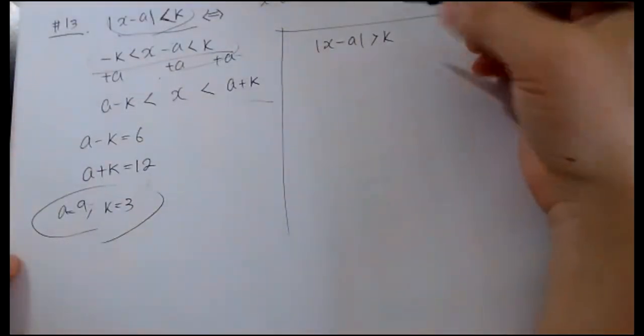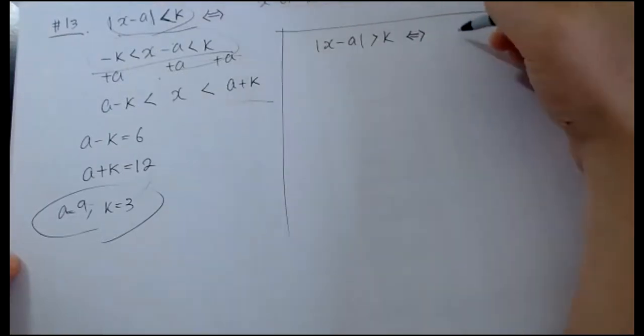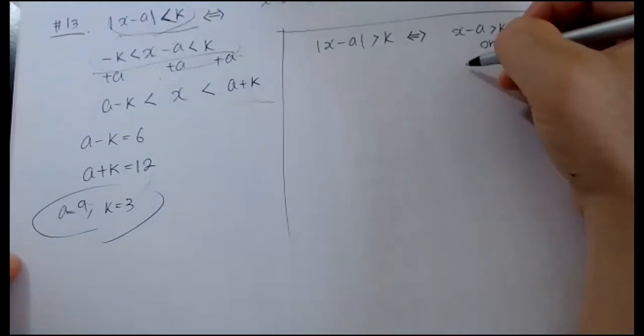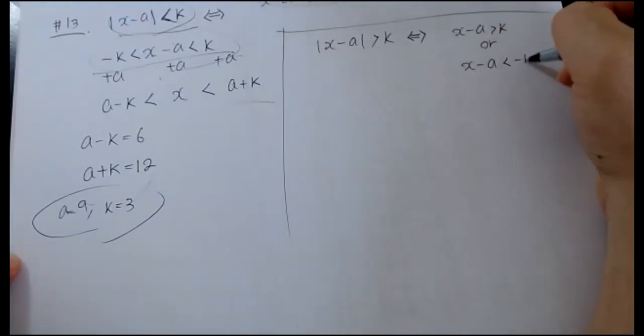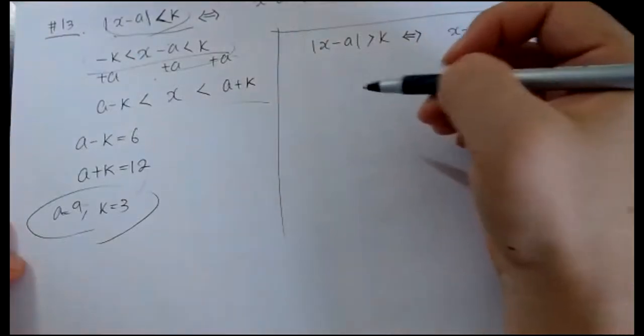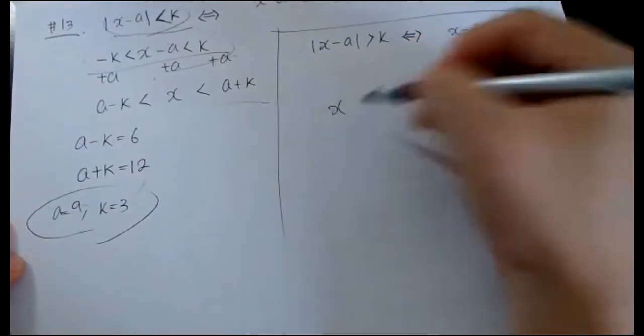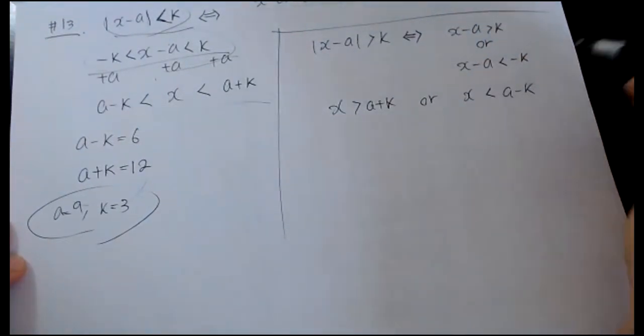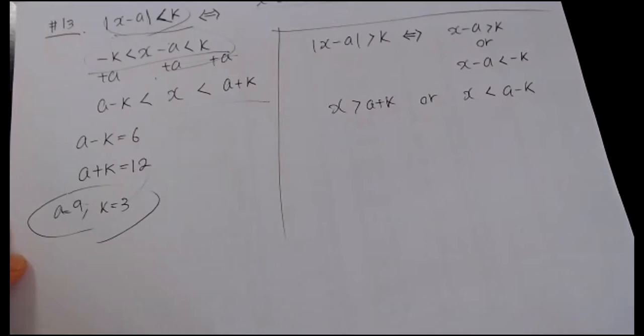But here's a question: what about the other form, absolute value of x minus a greater than k? This is equivalent to x minus a is greater than k, or x minus a is less than negative k. That means x is greater than a plus k, or x is less than a minus k, right?